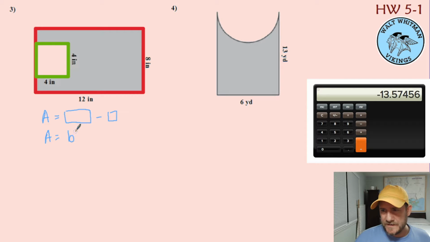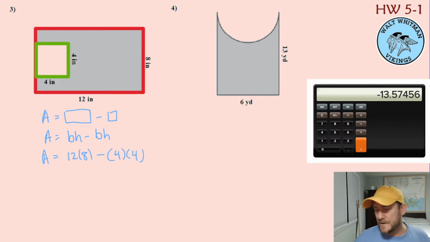So this will be base times height minus base times height, where the first base times height is the red rectangle, so it's 12 by 8. Then we'll subtract from that the little green square, which is 4 by 4. But that's it. So now we know the red rectangle is 96 square units, and we can see that the square is only 16 square units. So if you subtract, you're left with 80 square inches.